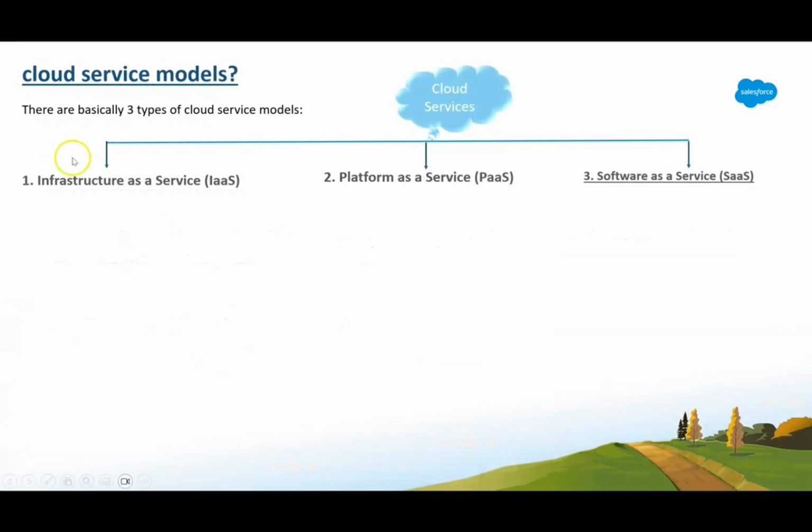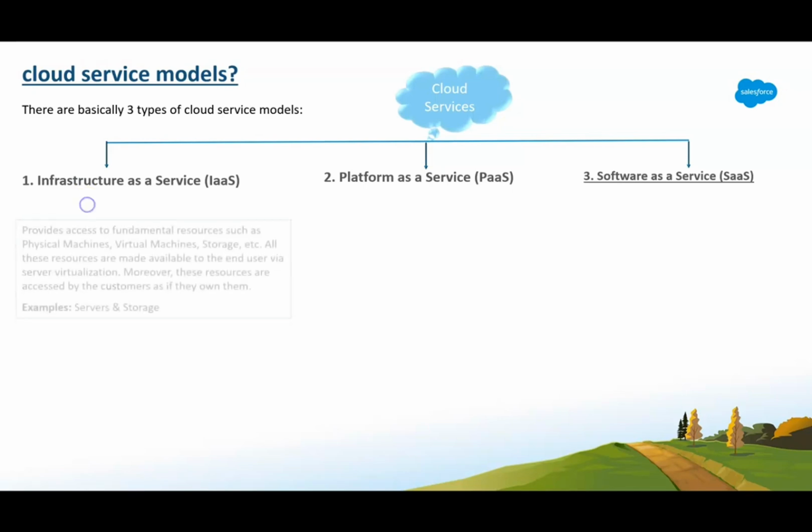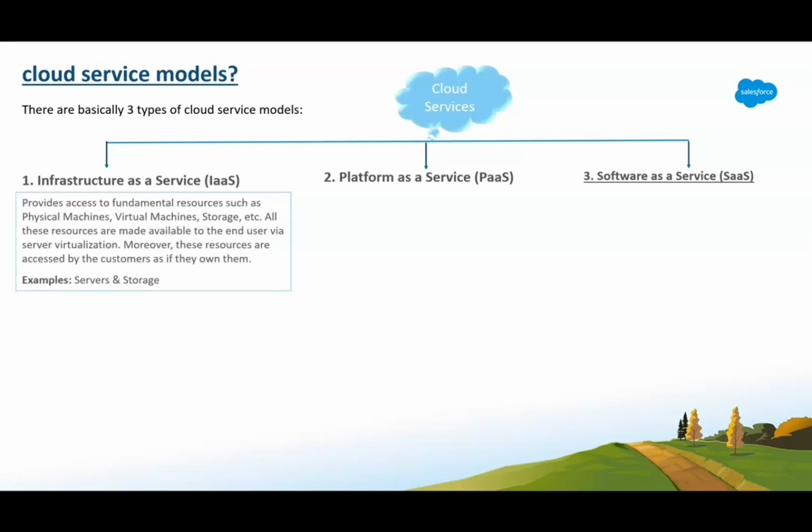Let's go ahead and talk about cloud service models. There are basically three types of models, or you can say cloud services that are provided. The first one is infrastructure as a service, or IaaS, then platform as a service, PaaS, and software as a service, SaaS. In the first, infrastructure is provided as a service to your client, and it provides access to networking, storage, servers, and operating systems, all these components. So the client is provided access to all these components.